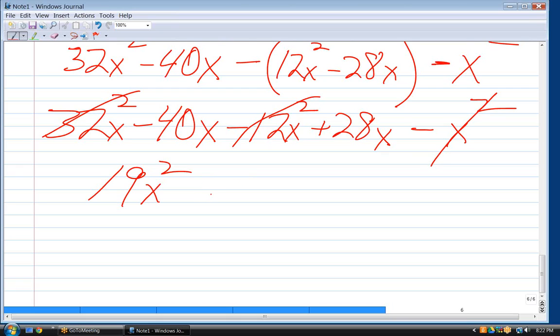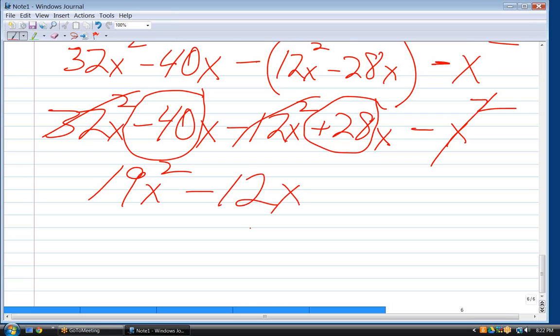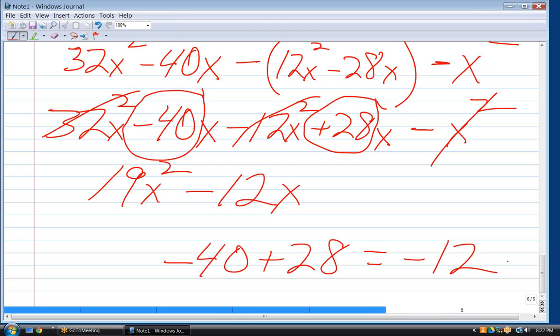See, it's going to subtract to, or add, right, because it's 40 and then 28. Minus 40 plus 28, minus 12. Minus 12x. In other words, if you do minus 40 plus 28, that's equal to minus 12.